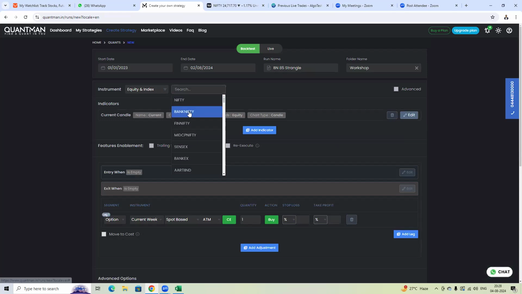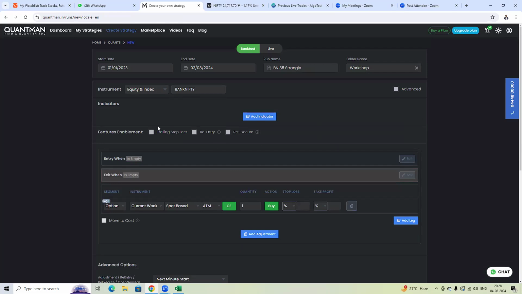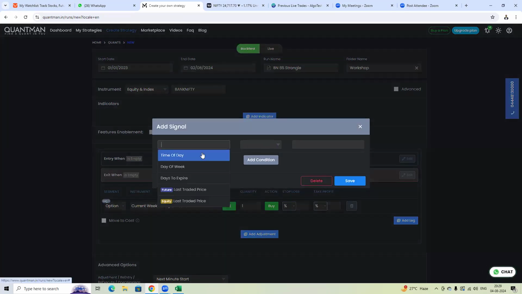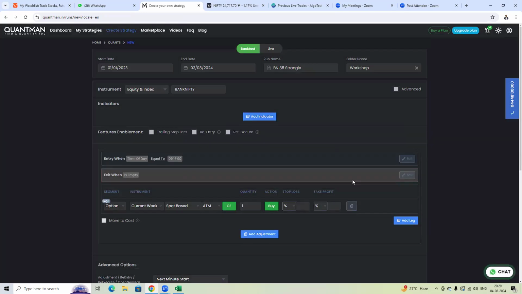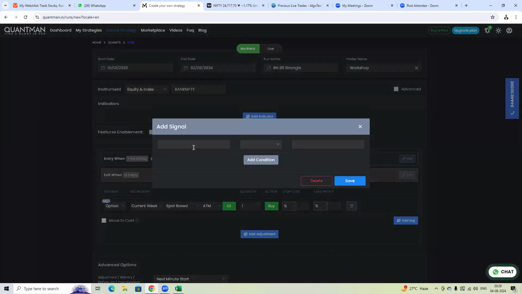Okay, you can type in Bank Nifty. Okay, no indicator is required here. It's only about entry time. Okay, time of the day is equal to you enter at 9:16. As soon as the market will open, you will enter and exit. Time of the day is equal to 09:30 or 35. Chalega.